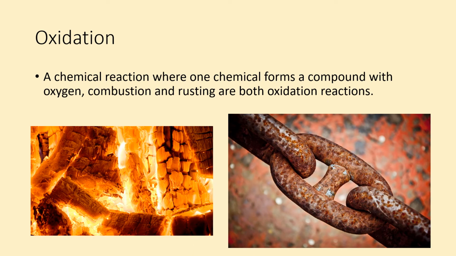So oxidation is a chemical reaction where one chemical forms a compound with oxygen. Combustion and rusting are both oxidation reactions. So you've got wood here, and after burning, you've got the wood joined with oxygen. And here you've got a rusty chain. So this was made of iron, and all of this red stuff is rust. The chemical name for that is iron oxide.